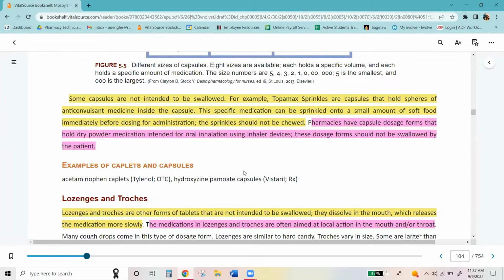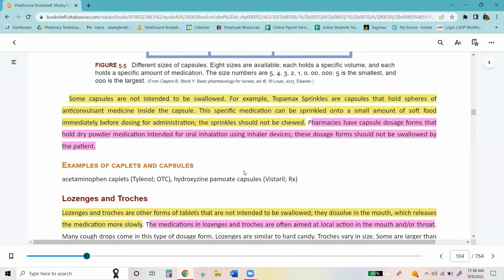Some capsules are not intended to be swallowed. For example, the medication Topamax sprinkles, those are capsules that hold spheres of anticonvulsant medication that are inside the capsule. And this specific medication can be sprinkled onto a small amount of soft food, immediately before dosing or administration, and the sprinkles should not be chewed.